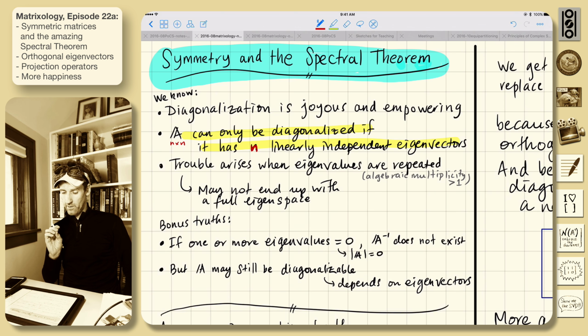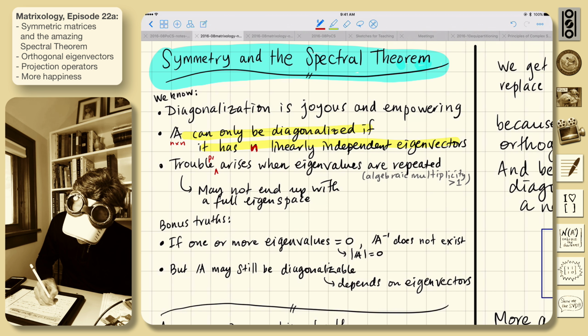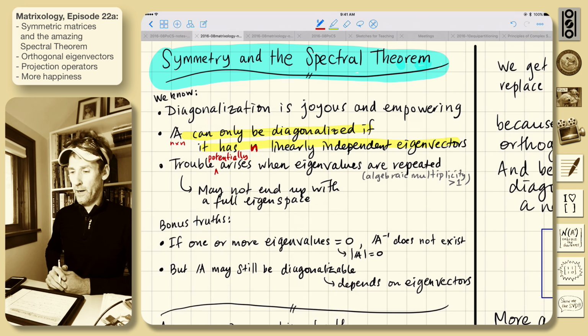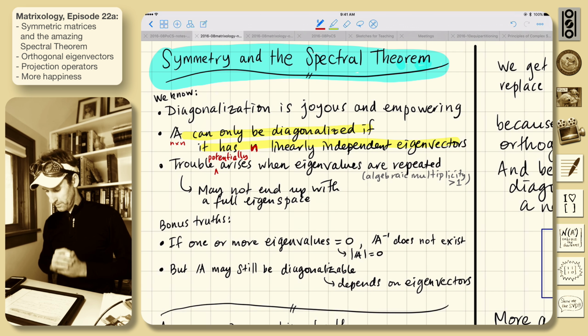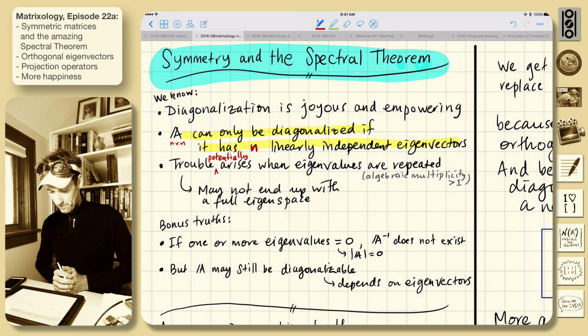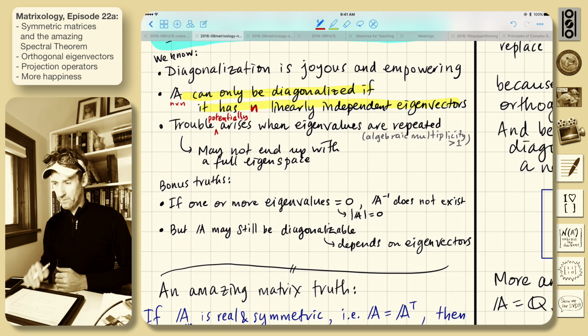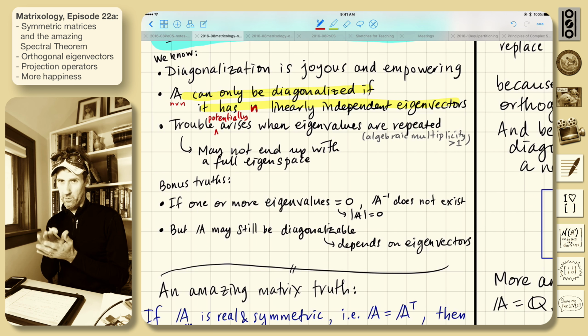Okay. So we know if the eigenvalues are distinct, we're okay. If eigenvalues are repeated, we can have trouble. So this is potentially, I should be clear about that. It's not always true, right? The identity has repeated eigenvalues. They're all ones, and the eigenvectors are fine. So we may not end up with a full eigenspace is the story, right? So we might not have n linearly independent eigenvectors. And for any repeated eigenvalue, that's where the trouble happens, right?